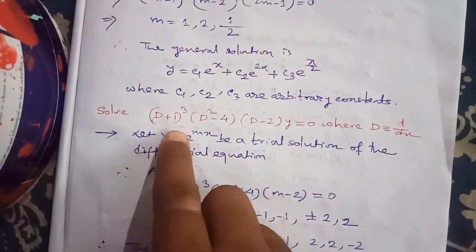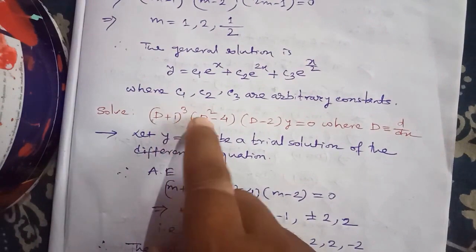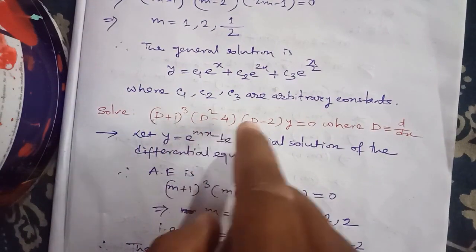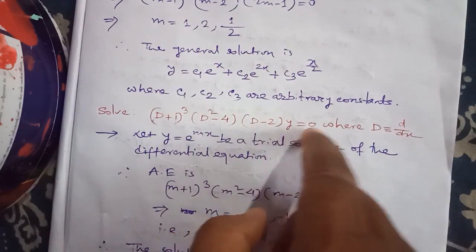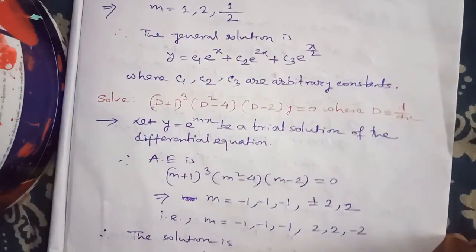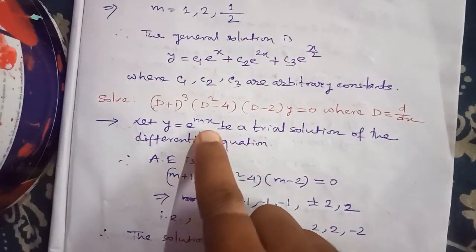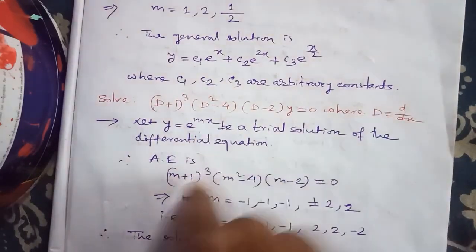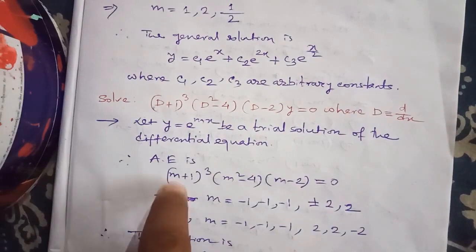Next problem needs to be solved. Solve (D + 1)^3 (D² − 4)(D − 2) y = 0, where D is the operator d/dx. In the same way, we assume y = e^(mx) as the trial solution. What will be the auxiliary equation?